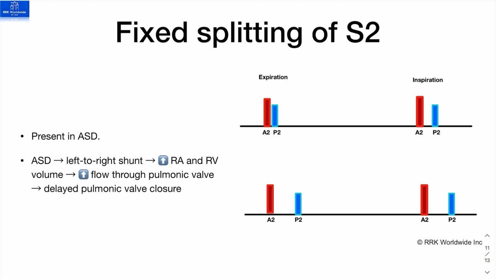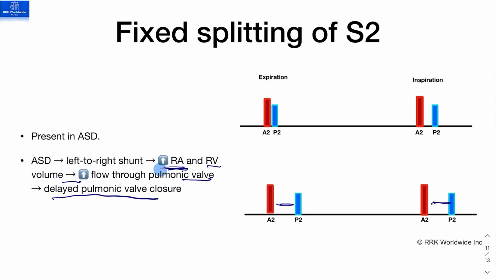So the increased right atrial volume, as we wrote here, and the increased right ventricular volume increases the blood flow across the pulmonic valve. And so you have delayed pulmonic valve closure all the time. During inspiration and expiration, there's always more blood flowing across the pulmonic valve. So the poor P2 will always be behind. Always, exactly. That's why there's always going to be a wide split. Look at this, it's always wide. And inspiration and expiration is irrelevant here. Yeah, that's why it's fixed. Because during inspiration and expiration it doesn't change.